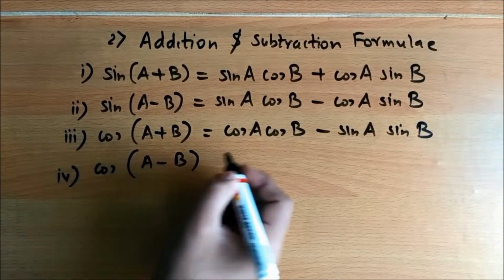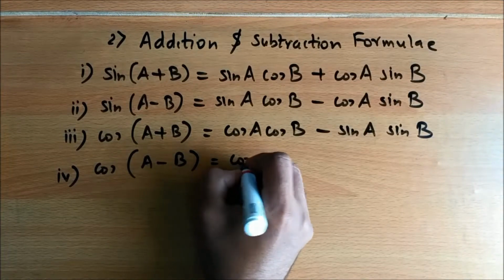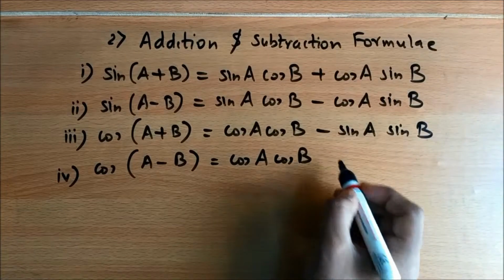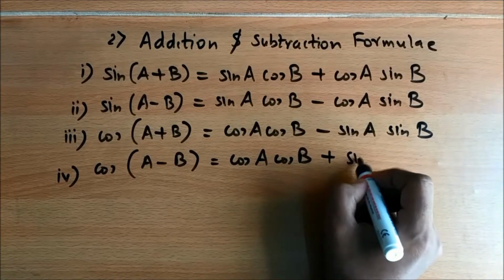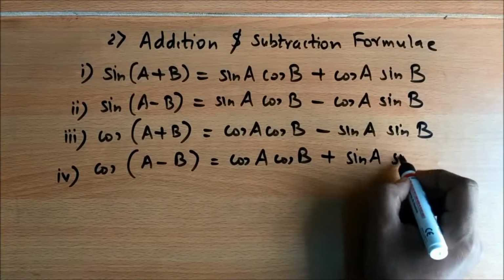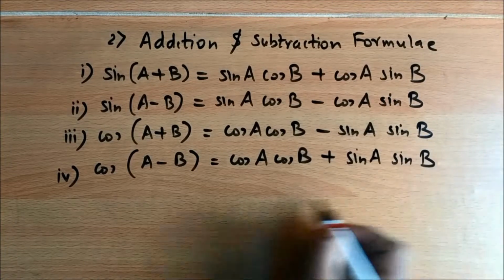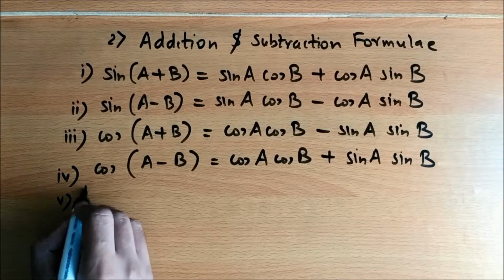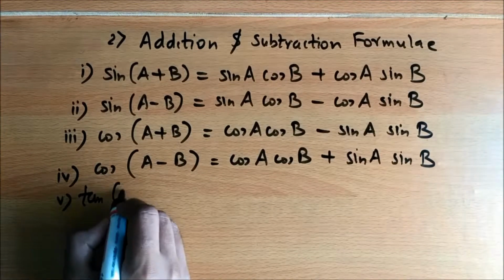Now for cos it is cos cos, sine sine, right? So cos A cos B. Now change the sign, plus sine A sine B. So we could say for sine it's opposite ratios, same sign. For cos, same ratios, opposite sign.